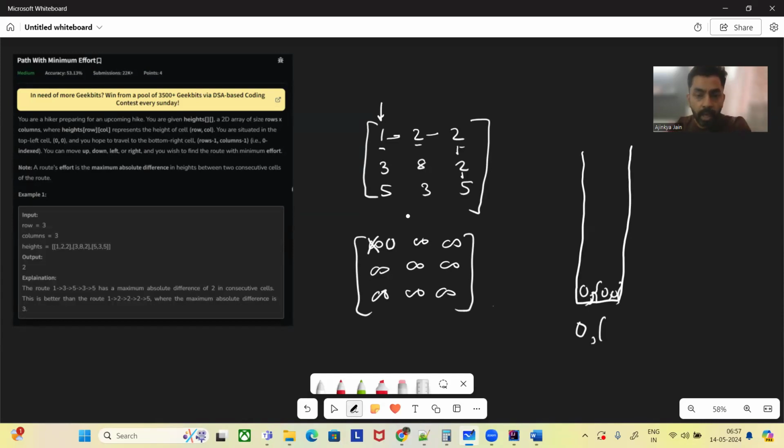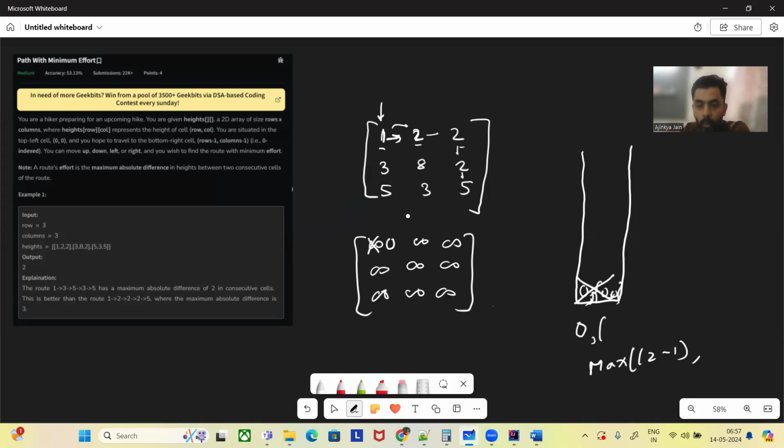Now, what are the possible moves if we consider this? So first we are going to take the maximum. Maximum of first, 2 minus 1, if we have to go there. So we are going to take the difference of heights, 2 minus 1, and the previous distance. What is the previous distance?